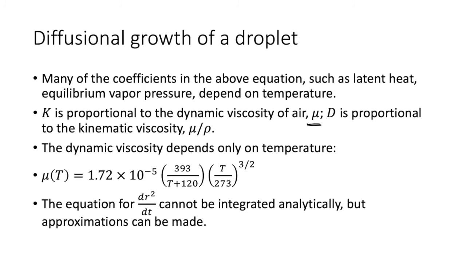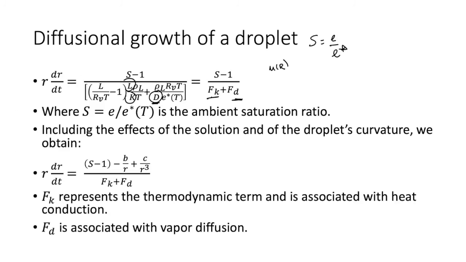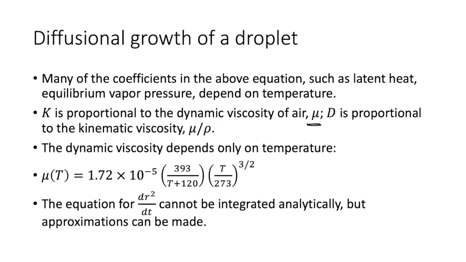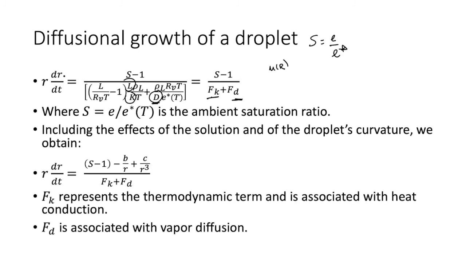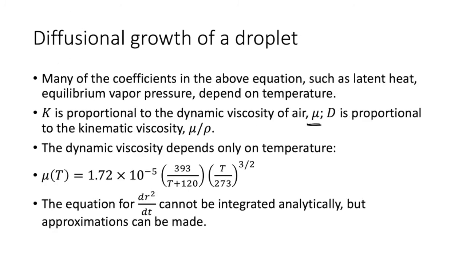If you really wanted to integrate this, you'd also have to take into account the effects due to the dependency of mu on temperature. In general, however, the equation for R dR, which we can also write as 1 over 2 d(r squared) over dt, right? This equation cannot be integrated analytically, but some approximations can always be made to make it a bit more tractable, right?